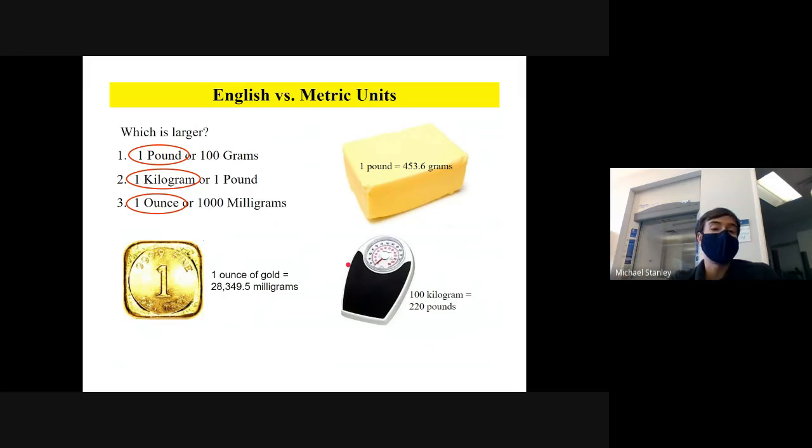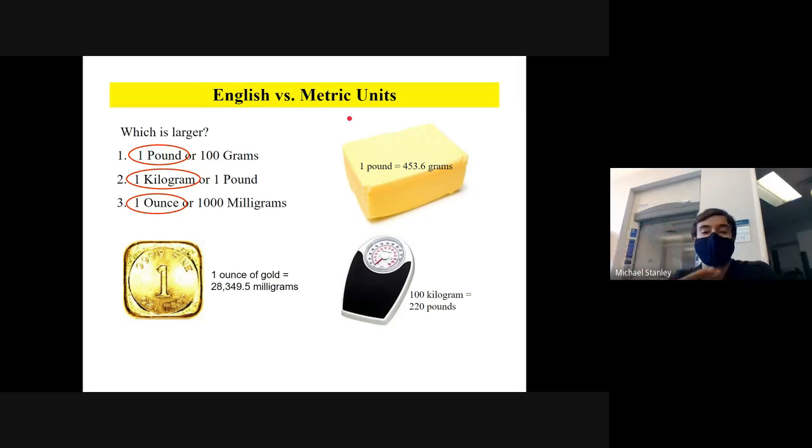So again, if you're dealing with the English system, we use things like pounds and ounces and tons, right? If something's really huge, you measure it in tons. If something's kind of medium sized, you might measure it in pounds. If something's really small, like an amount of gold, you might measure it in ounces.